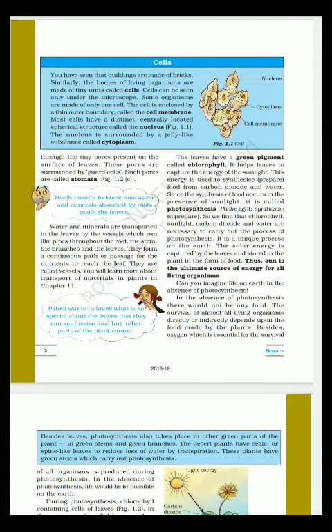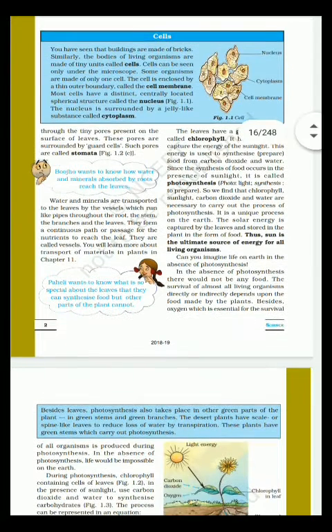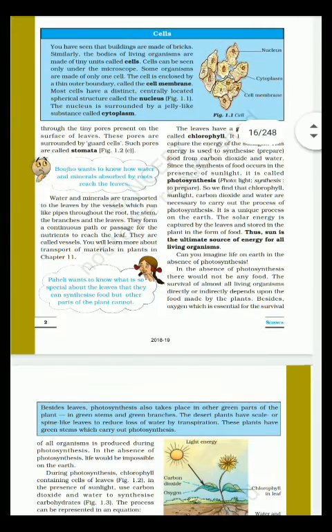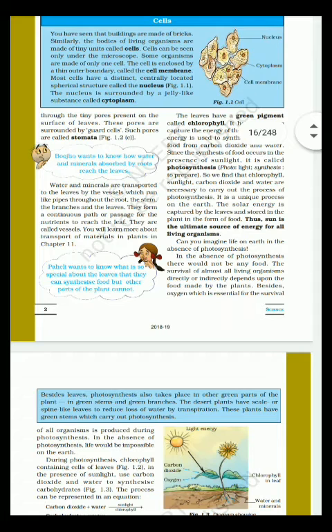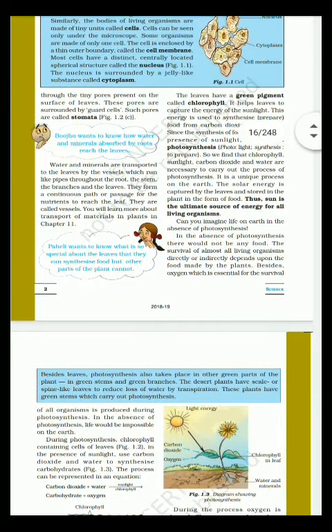Chlorophyll helps leaves to capture the energy of the sunlight. This energy is used to synthesize or prepare food from carbon dioxide and water. Since the synthesis of food occurs in the presence of sunlight, it is called photosynthesis. It is a combination of two words, photo and synthesis. Photo means light, synthesis means to prepare. So we find that chlorophyll, sunlight, carbon dioxide and water are necessary to carry out the process of photosynthesis.